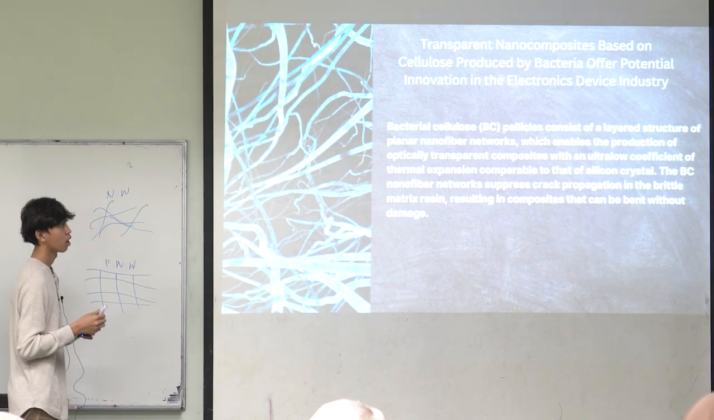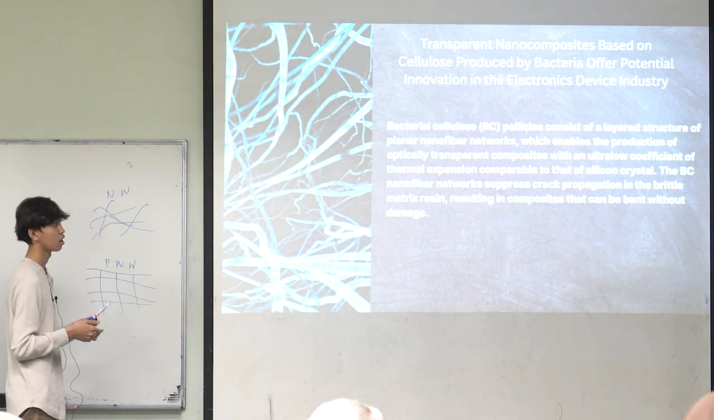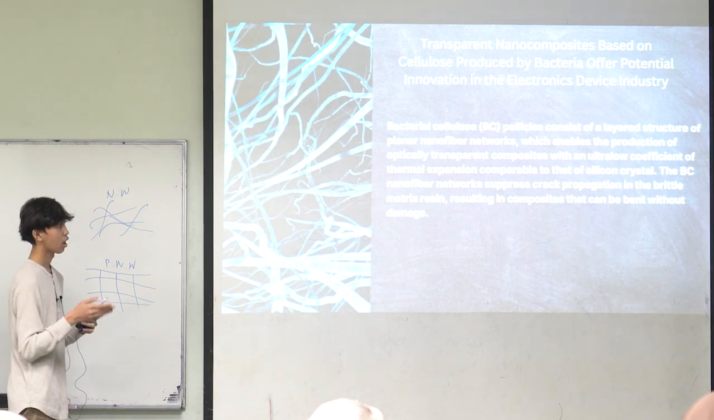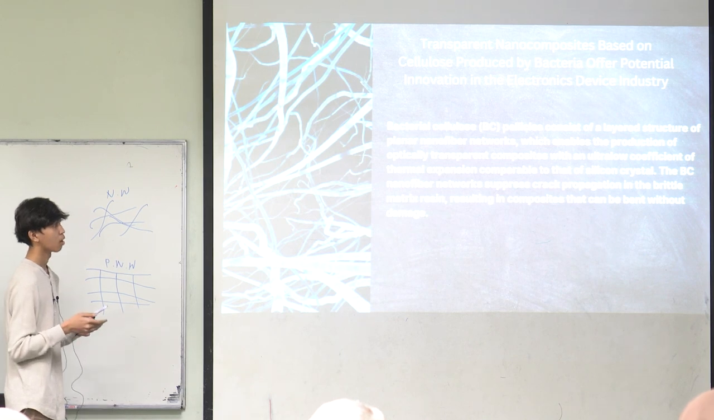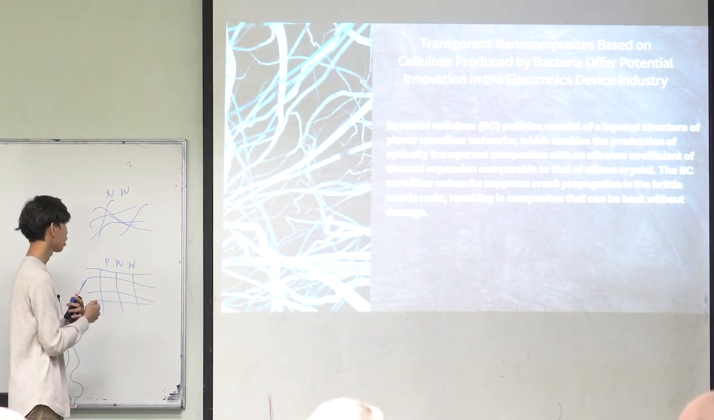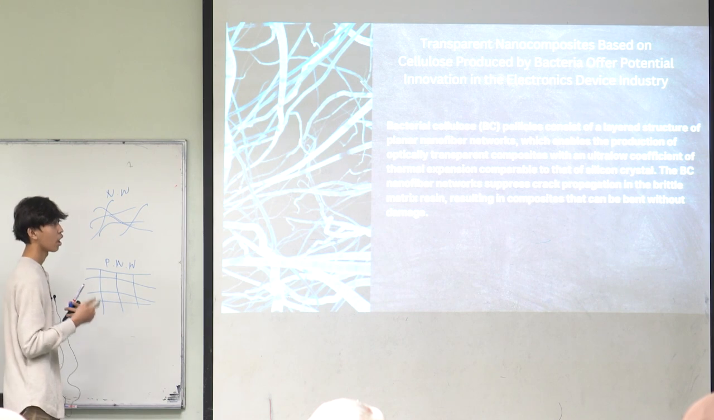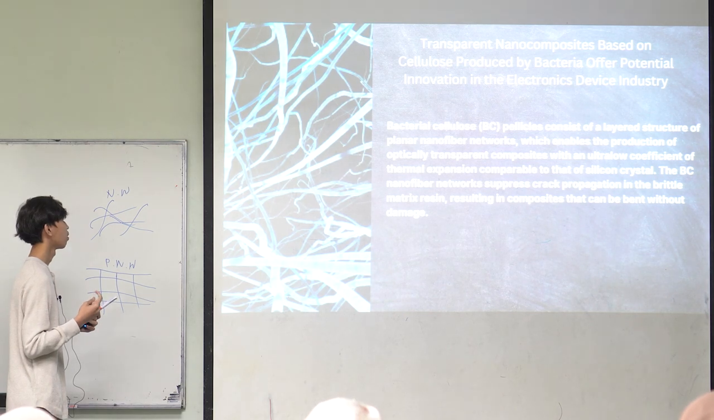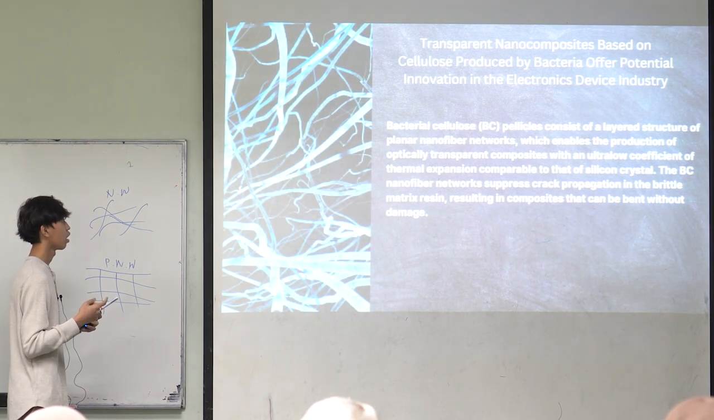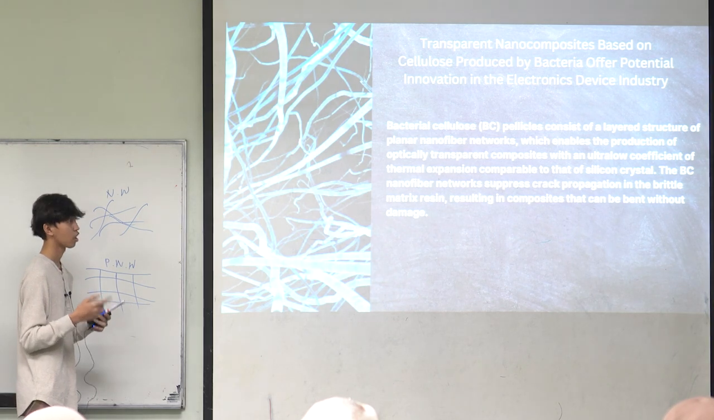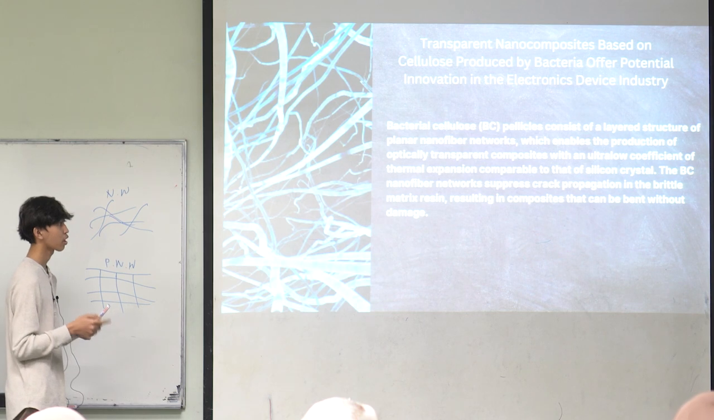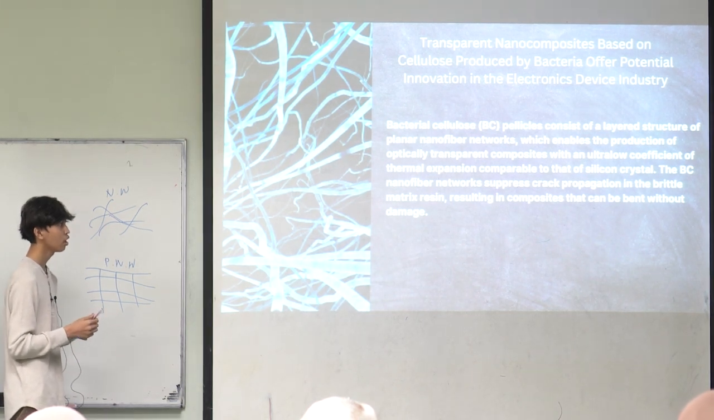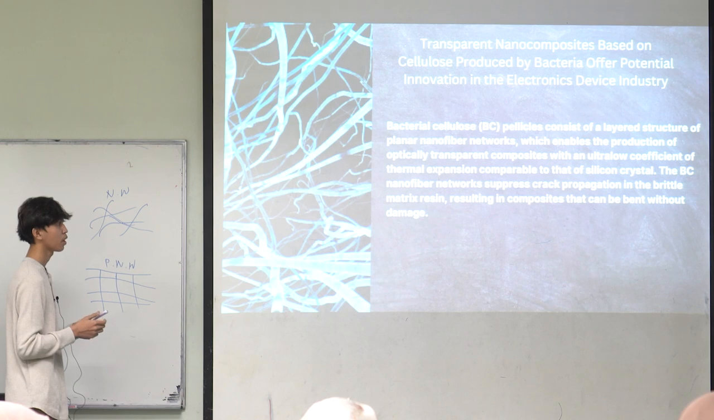So what about ultra-low coefficient of thermal expansion? BC is better than silicon crystal in terms of thermal expansion because BC is made of a parallel planar nanofiber network and it has a highly pure crystalline structure. So the BC nanofiber network suppresses crack propagation in the brittle matrix resin, resulting in a composite that can be bent without damage.